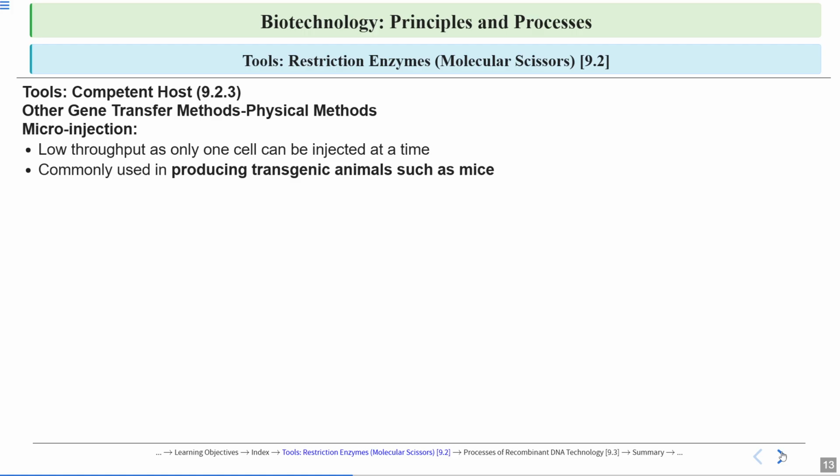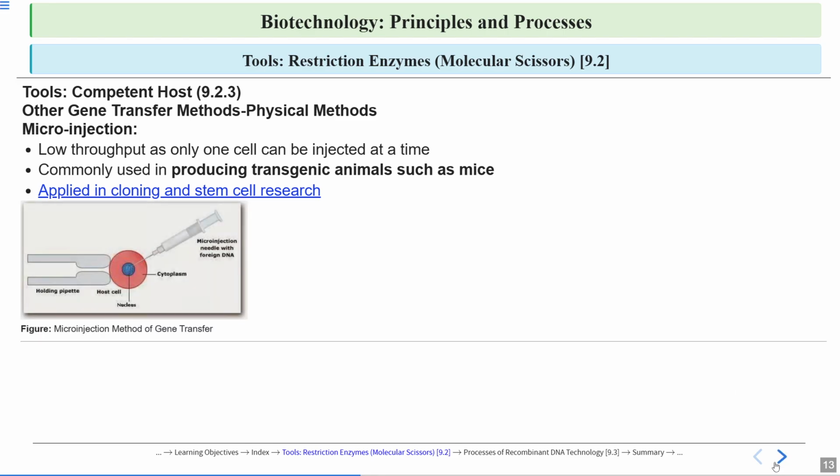Secondly, it is commonly used in producing transgenic animals such as mice. Then it is applied in cloning and stem cell research. Do you guys know stem cells? What is a stem cell? It is an undifferentiated cell, and this cell has the ability to differentiate into any cell. So we can use it in stem cell research also. The same picture is showing how the microinjection method of gene transfer takes place.